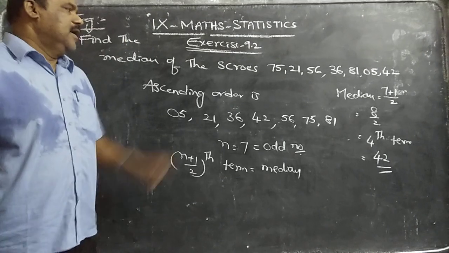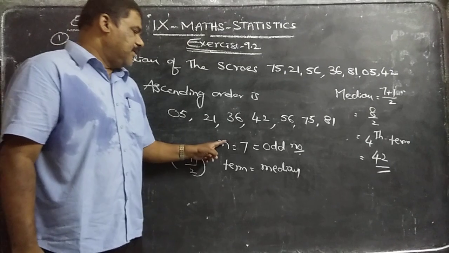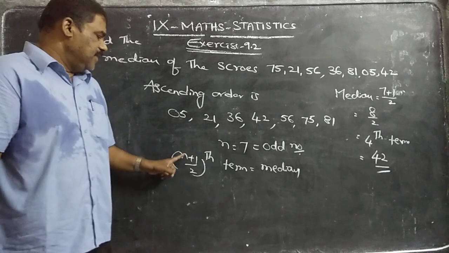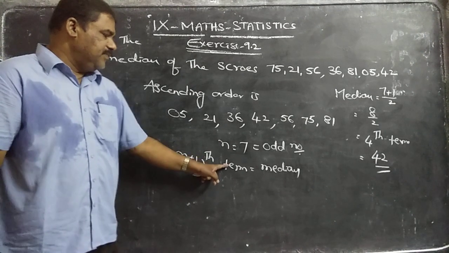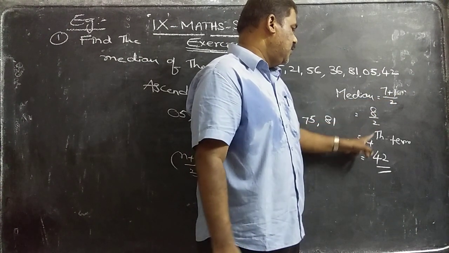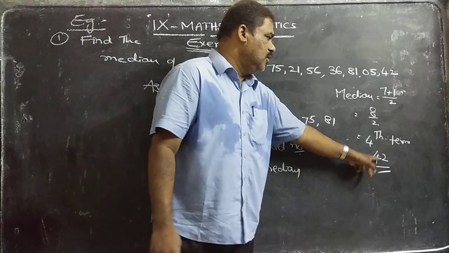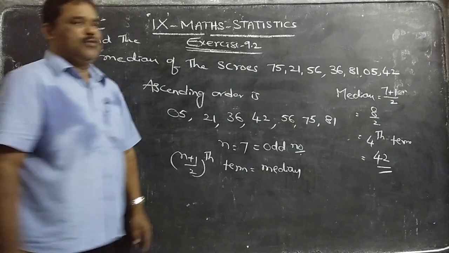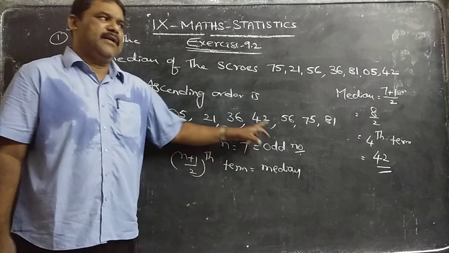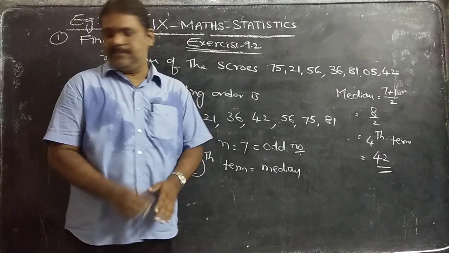So like this we should do. First you have to write in ascending order. After writing in ascending order, you see the number of terms, that is 7 here. 7 is an odd number. If the number of terms is an odd number, then the (n plus 1) by 2th term is called the median. So median is n is 7 plus 1 by 2, 8 by 2, that is the 4th term. Here in this data, the 4th term is 42. So median is 42. Like this we should do. First write in ascending order. Next you see the number of terms, is it even or odd? If it is odd, the (n plus 1) by 2th observation is called the median.